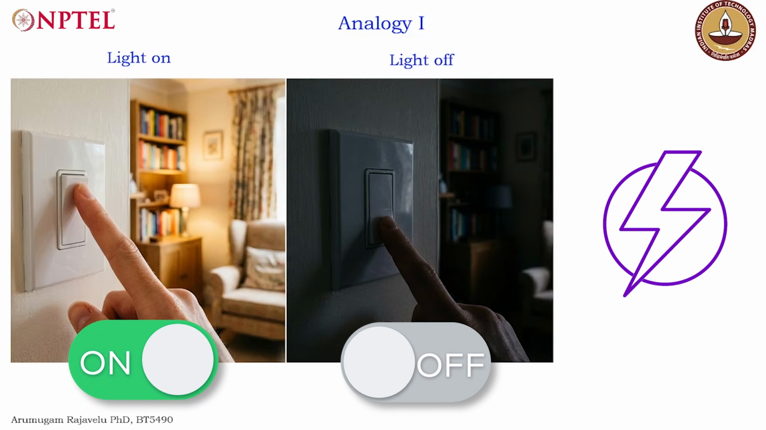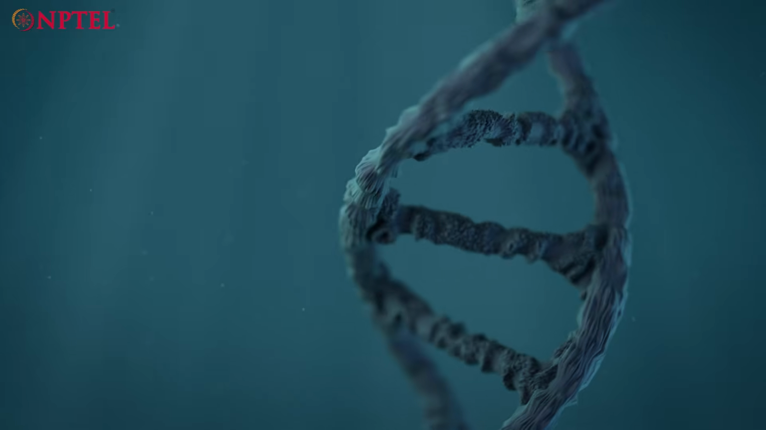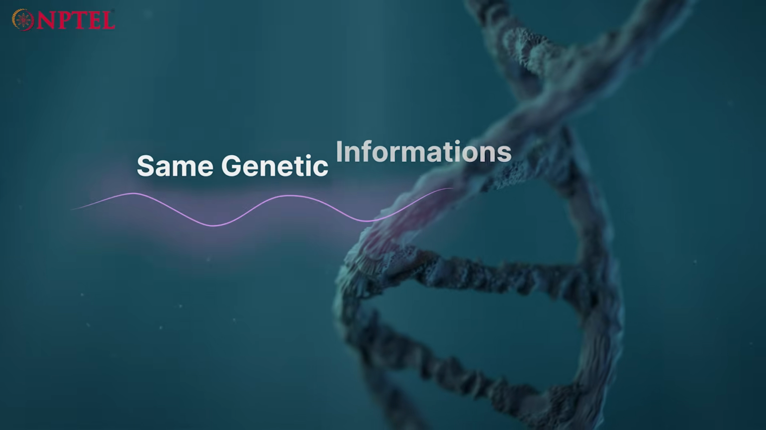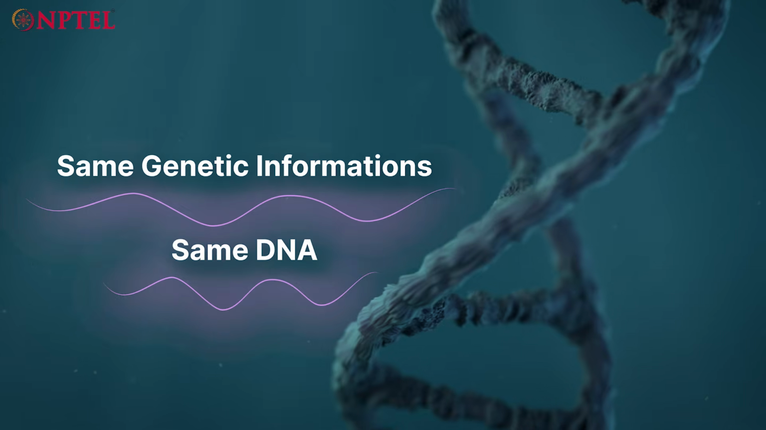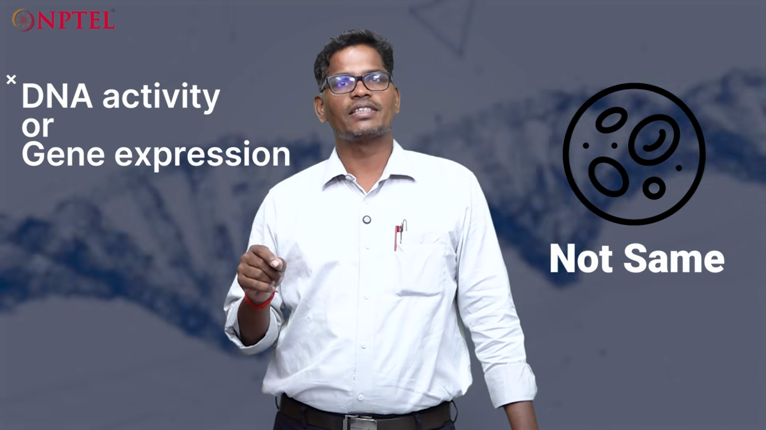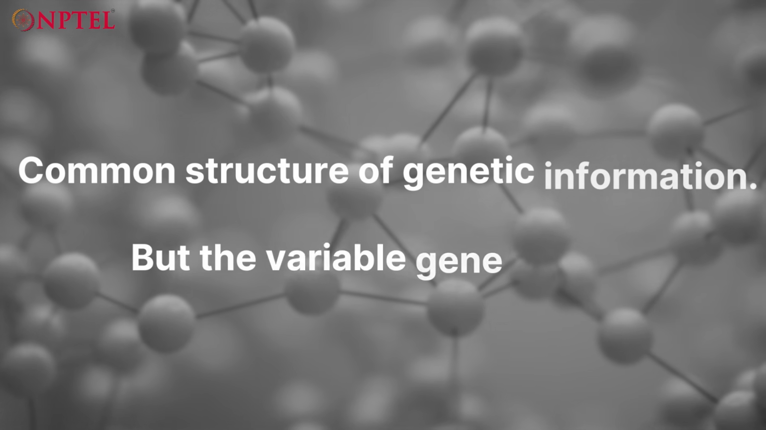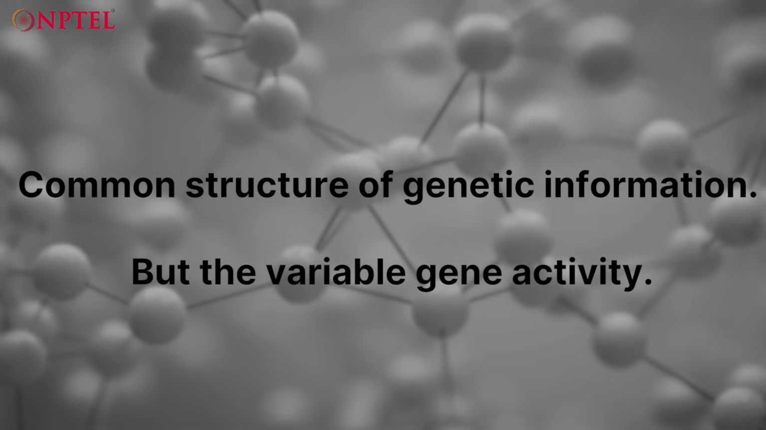Similarly, in our multicellular organisms, particularly in mammals and humans, in each and every cell we have the same genetic information, the same DNA, but the DNA activity or gene expression is not the same in each and every cell. So that means a common structure of genetic information, but variable gene activity.